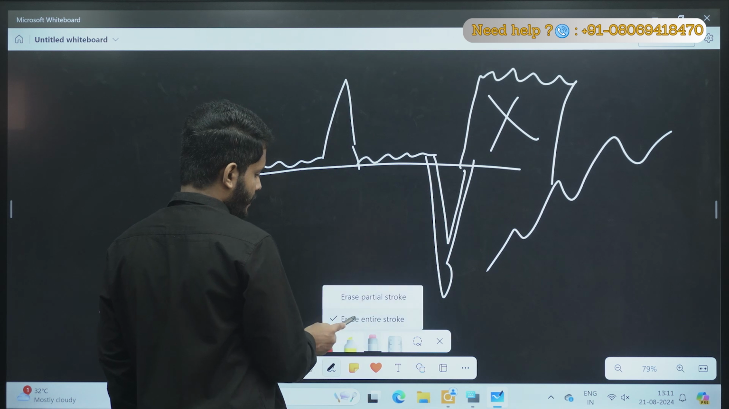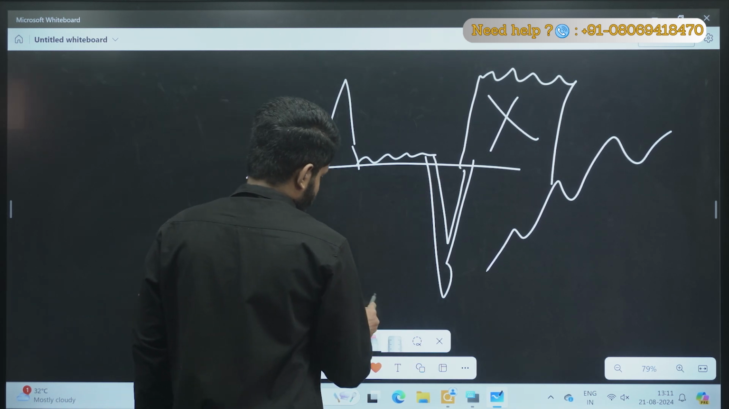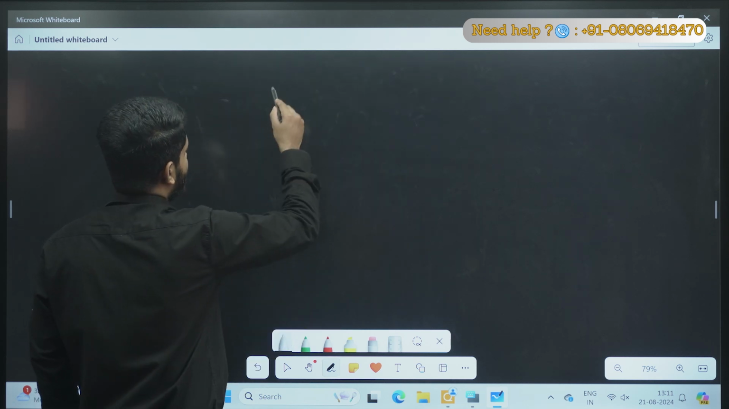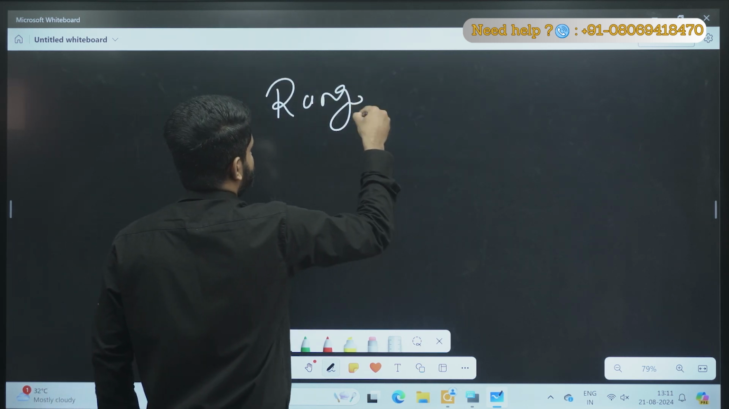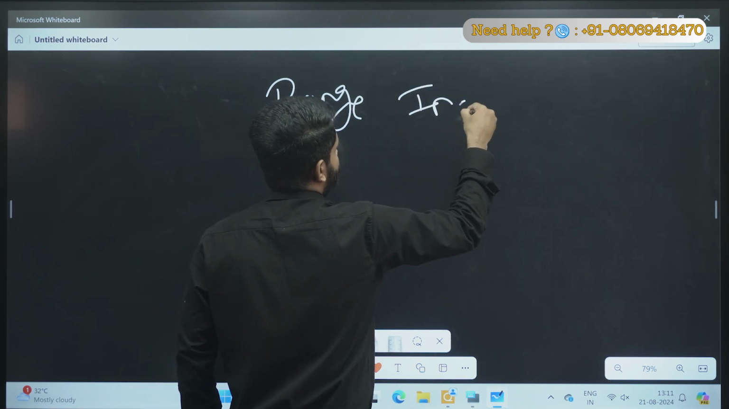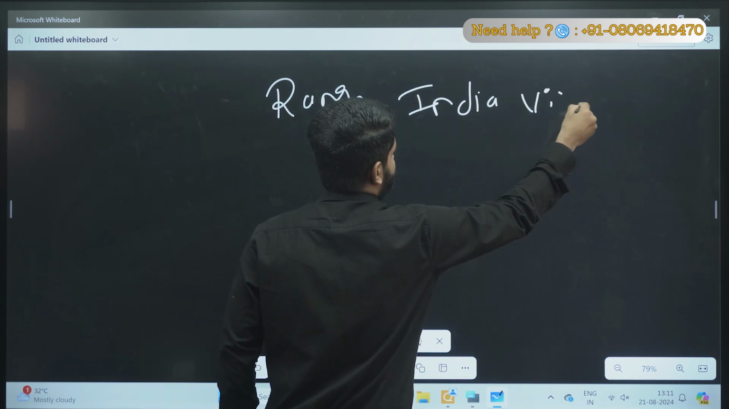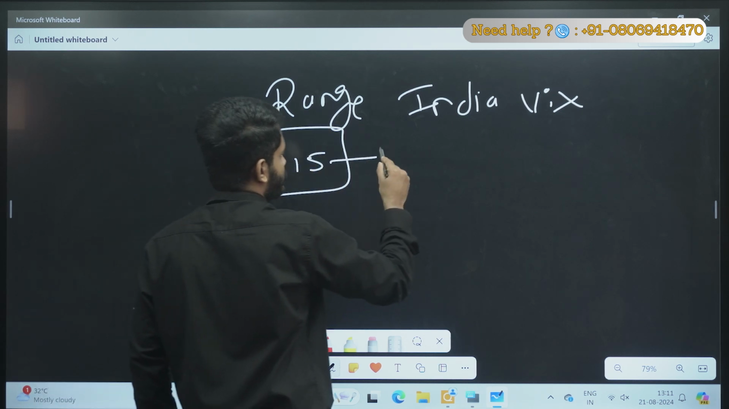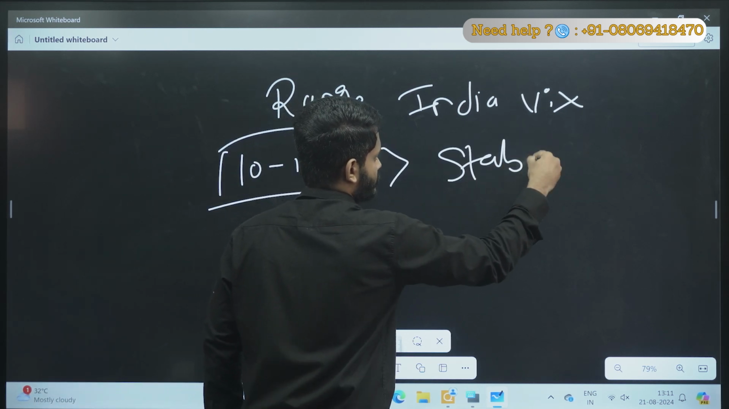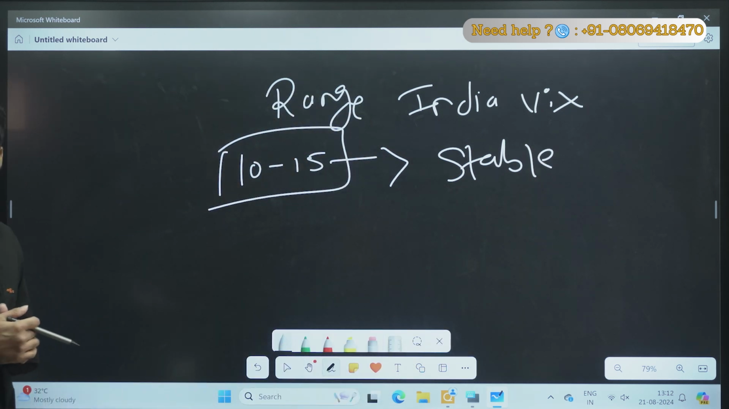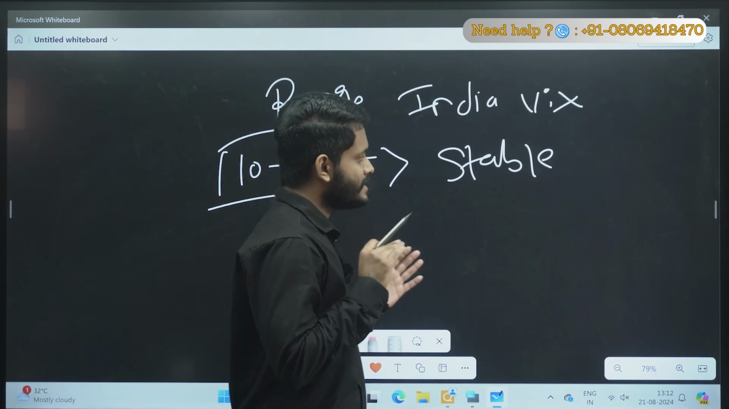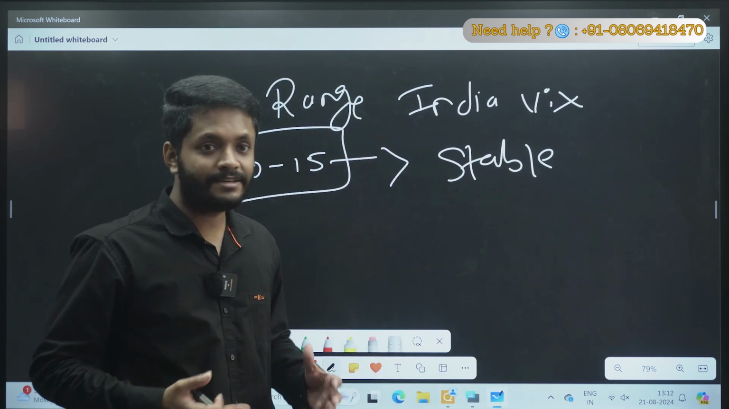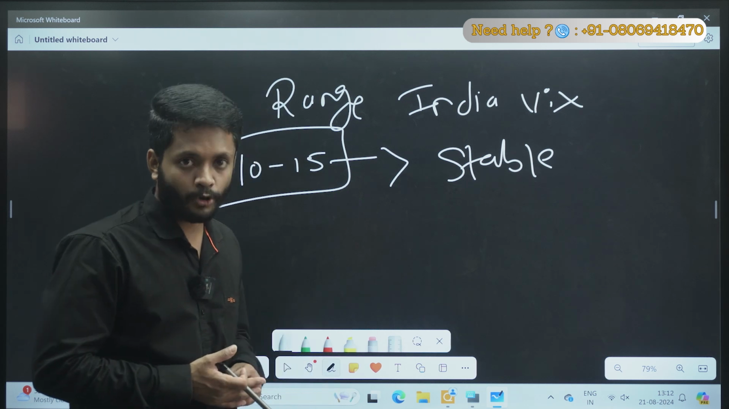Now an important part about India VIX. Let me give you the range of India VIX first. Say if India VIX is between 10 to 15, we can say it is quite a stable range, and you can say it is a low volatility environment. This is the kind of environment where option buyers will be very much active. This environment will be helpful for option buyers.